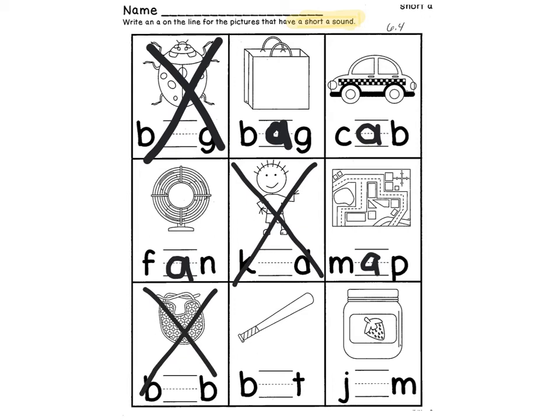Next one is bat. B-A-T. Okay, we hear that a sound, so we're going to add that a. Last one is jam. J-am. We talked about when we hear am, that A-M makes that sound. It makes am, so we're going to add that a. Then we're going to move on and go to the short U page.